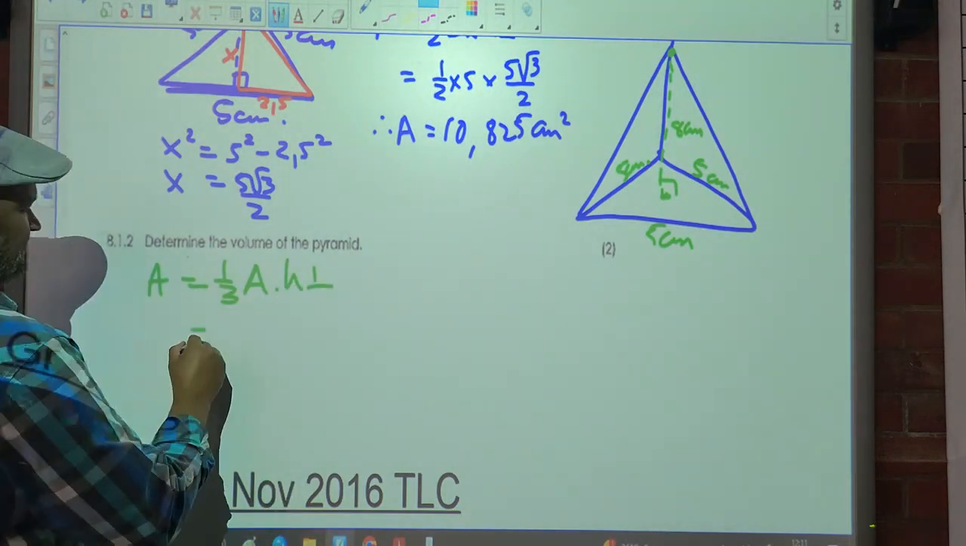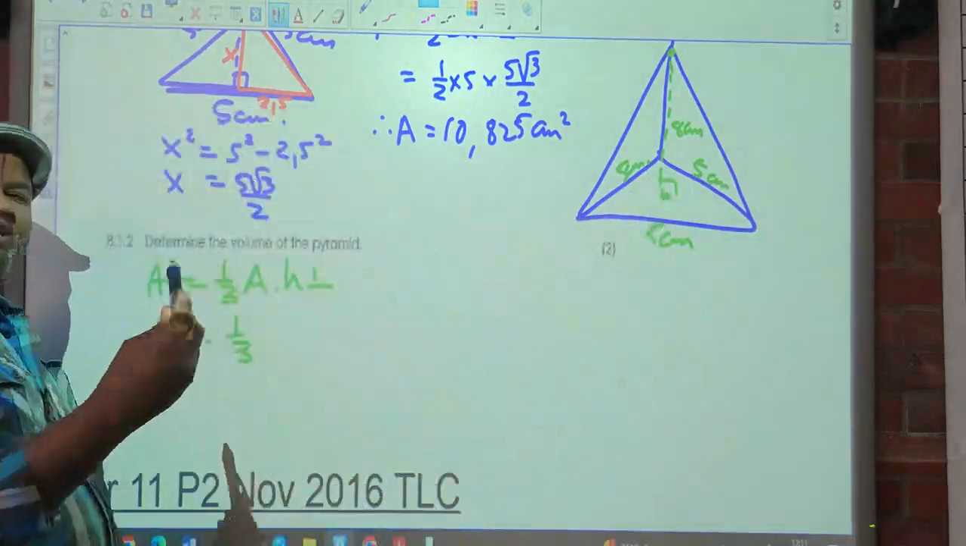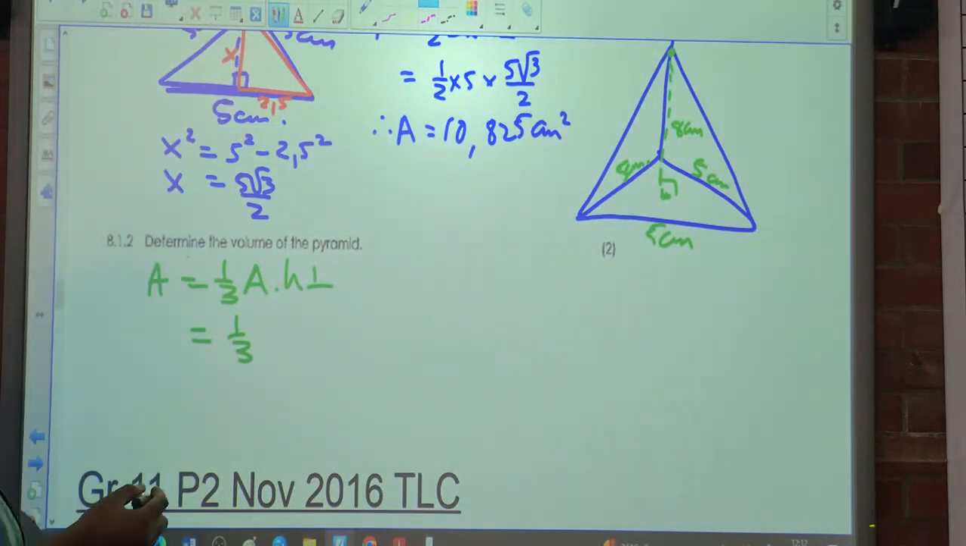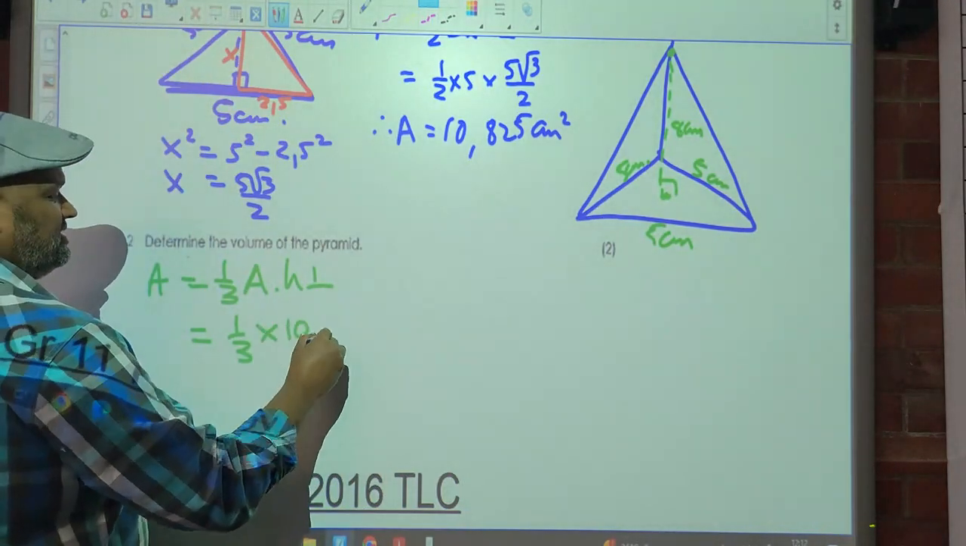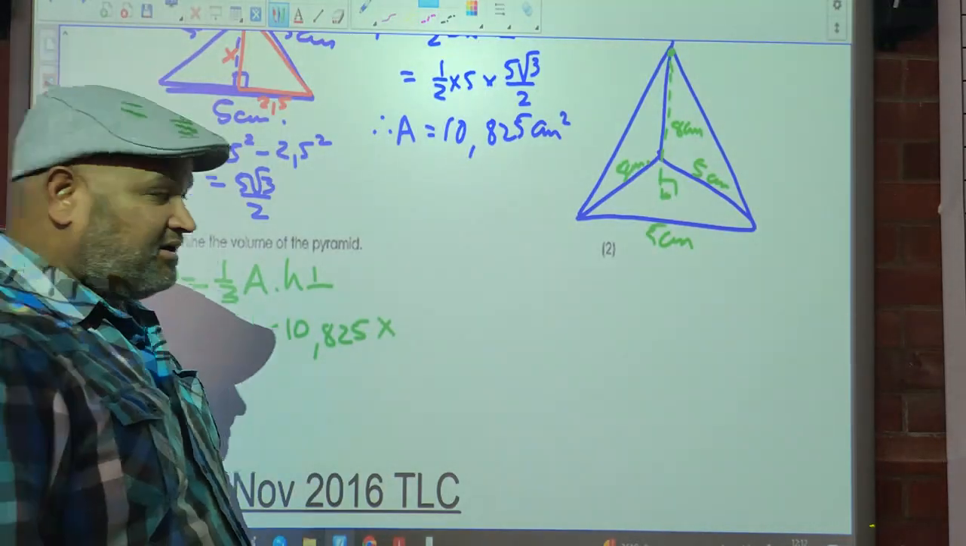Okay, so it will be a third. What type of base is this? Triangular base. So the area of the triangle we just worked out in the previous question. Lisa, Kanye, why are you closing your eyes? Don't you want to see? Oh, you want to see.